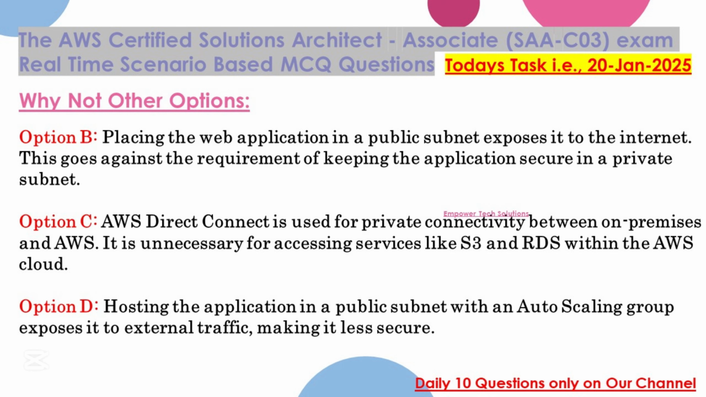Why not other options? Option B, placing the web application in a public subnet exposes it to the internet. This goes against the requirement of keeping the application secure in a private subnet. Option C, AWS Direct Connect is used for private connectivity between on-premises and AWS. It is unnecessary for accessing services like S3 and RDS within the AWS cloud. Option D, hosting the application in a public subnet with an auto-scaling group exposes it to external traffic, making it less secure.